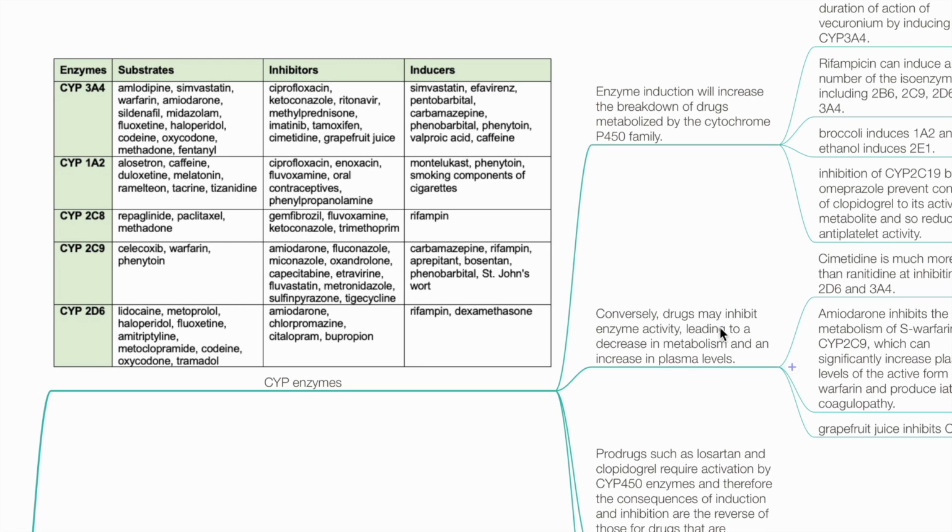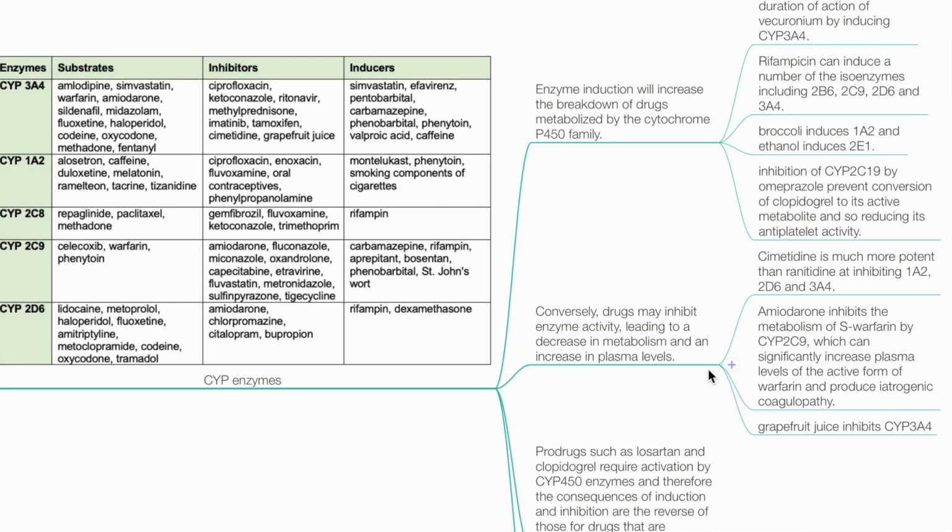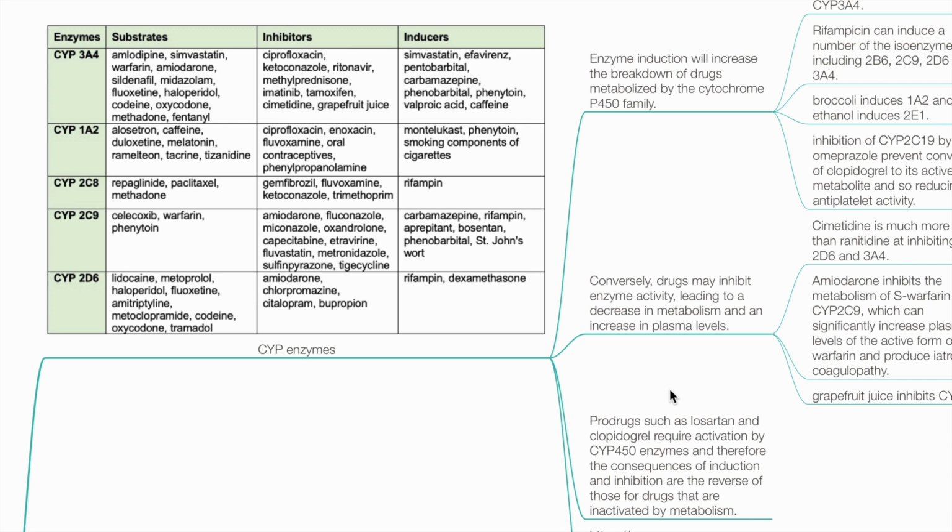Conversely, drugs that inhibit CYP enzyme activity may lead to a decrease in metabolism and an increase in plasma levels, such as amiodarone inhibiting the metabolism of S-warfarin by CYP2C9. Prodrugs such as losartan and clopidogrel require activation by CYP450 enzymes, and therefore the consequences of induction and inhibition are the reverse of those drugs that are inactivated by metabolism. This table lists selected substrates, inhibitors and inducers of selected CYP enzymes.